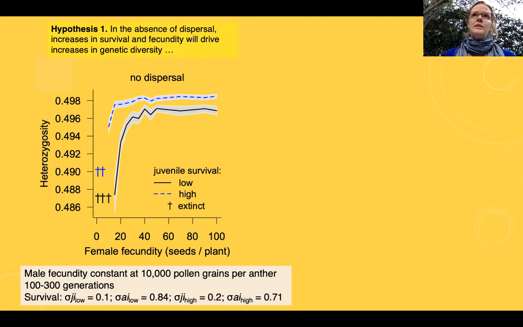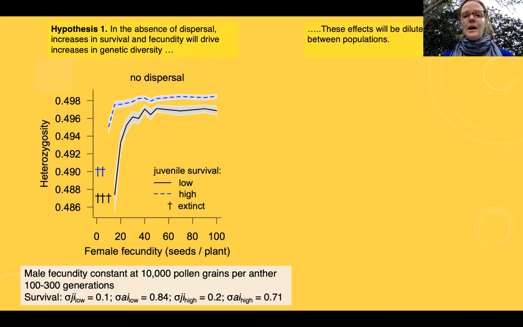So this is just looking at the effect of female fecundity and juvenile survival. And we can see these detectable differences, especially with juvenile survival, on genetic diversity. So what we're saying here is that in the absence of dispersal variation, we should be able to detect genetic variation related to the demographics of the population.